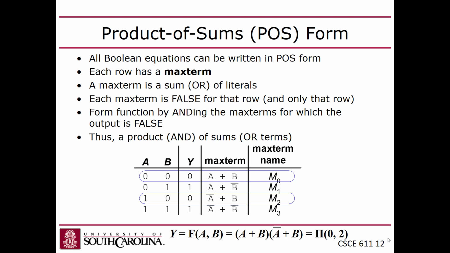So this becomes A or B, right? Negating the individual A and B there. And then this is not A, B, right? So that's how you end up with your product of sums. Make sense? The book doesn't go through that whole process. It just says whenever you do sum of products, look for the zeros and then negate the inputs.